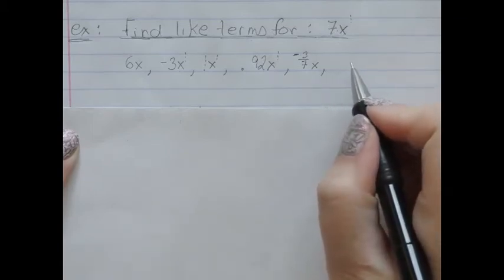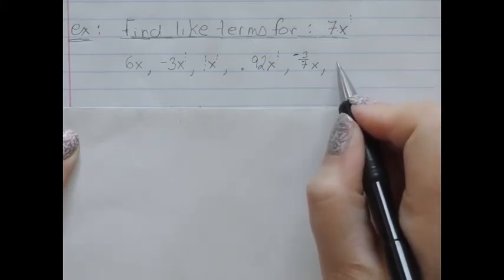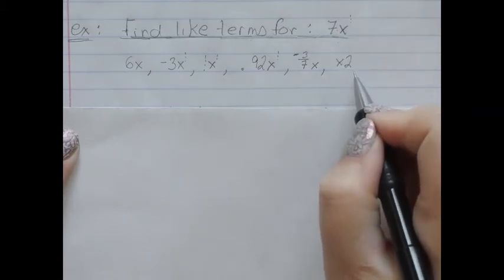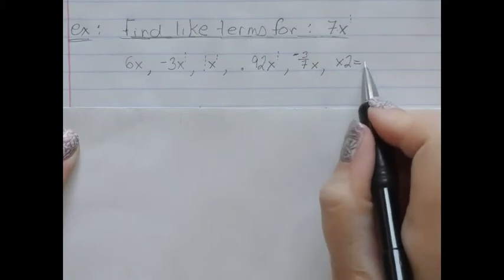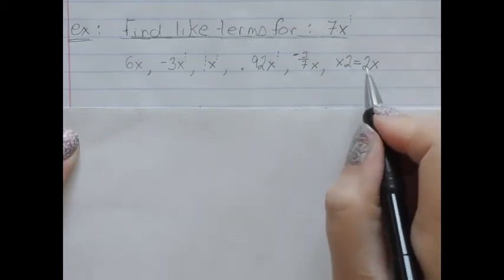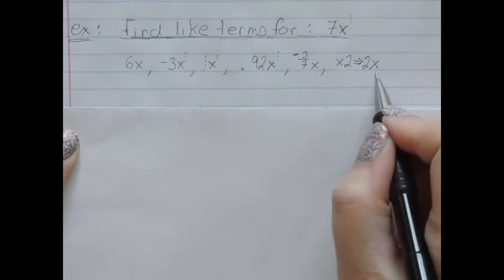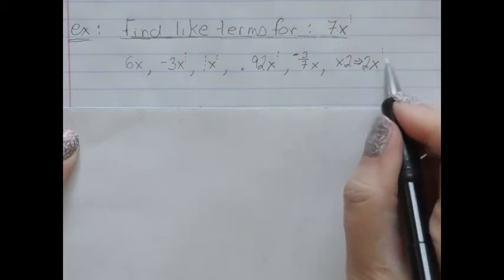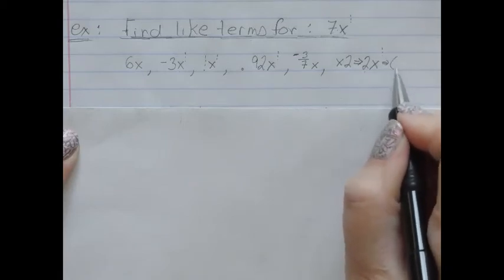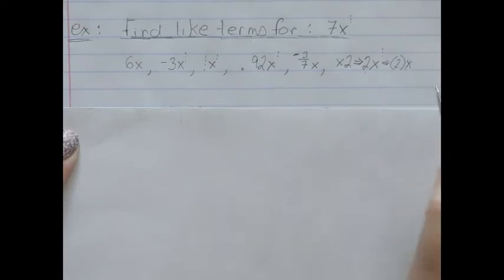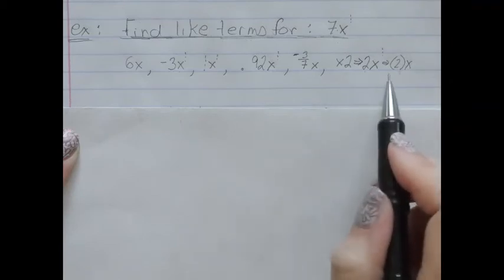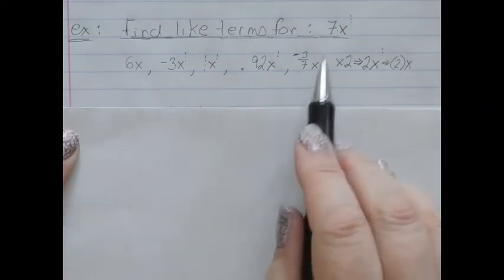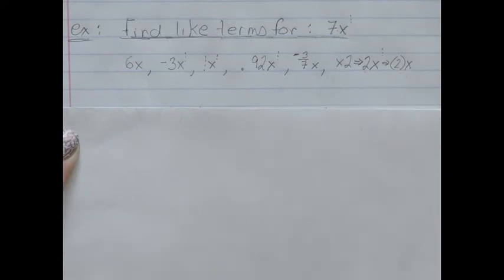What if I gave you something like x2? And that feels really weird, but you could rewrite this in terms of 2x, and that would be the same thing. I have an x, number doesn't matter, power does, power's 1. And you could also write it in parentheses, like so. These all mean the same thing. So all of these are like terms to my 7x.